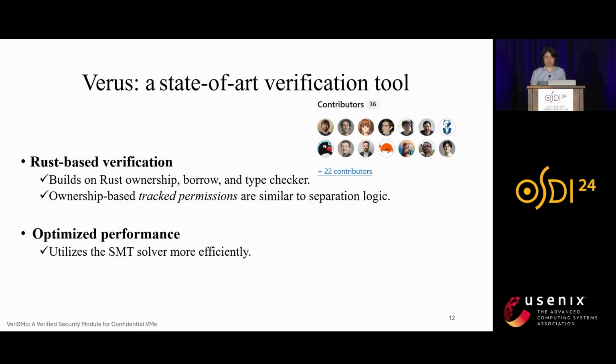And thanks to this state-of-the-art verification tool, VeriSMo, we can implement our code, including executable code, specification code, and proof code, in the Rust language supported by VeriSMo. VeriSMo is built above the Rust ownership, borrow, and type tracker that provides us an ownership-based tracked permission that allows us to reason about memory safety similar to separation logic. And VeriSMo also provides optimized performance so that we can verify our code base very efficiently.